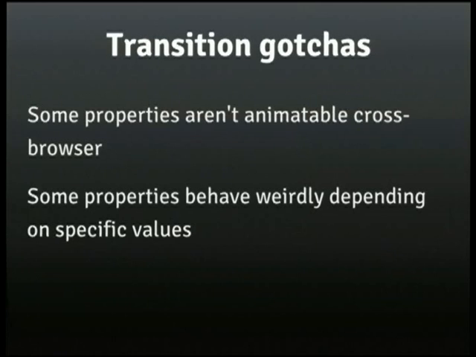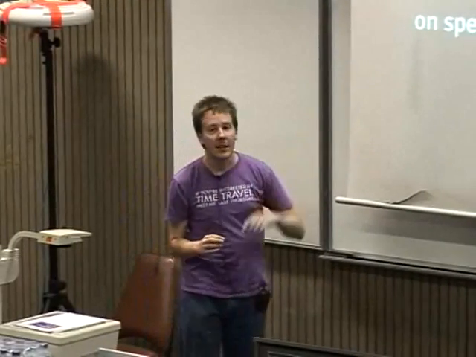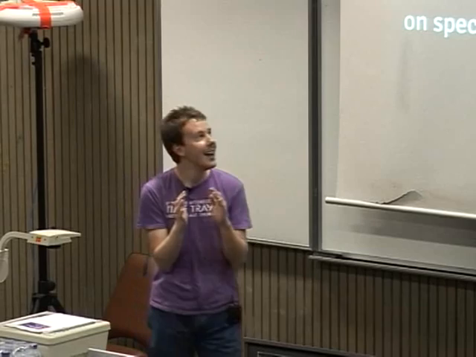Okay. Transition gotchas. Some properties aren't animatable across browsers, and much more insidiously, some properties behave differently depending on the specific value the property has. The case in point is WebKit can animate backgrounds from one background colour to another background colour, unless that background colour is a gradient, or in some versions of WebKit an RGBA literal, in which case it can't animate from one to the other. It also can't animate an image to another image, but Mozilla can. You get the idea.